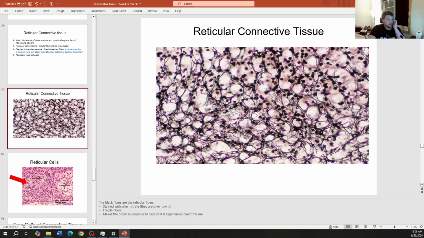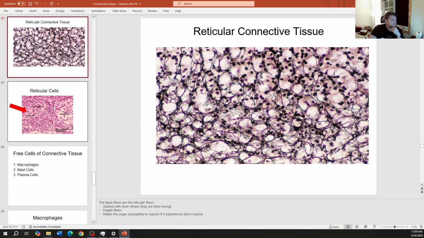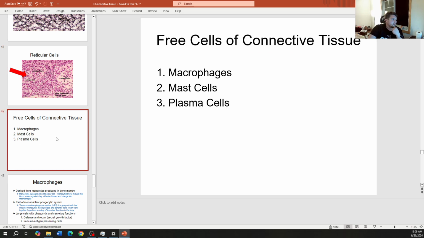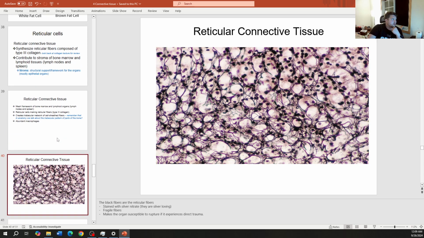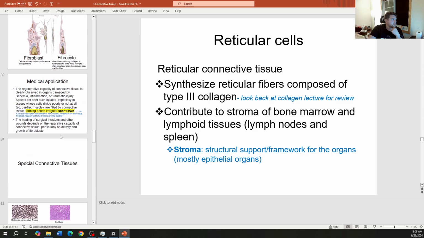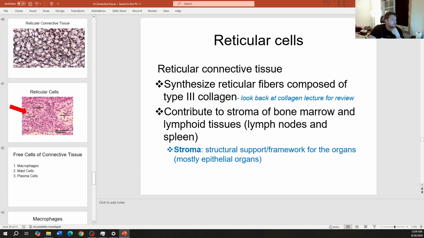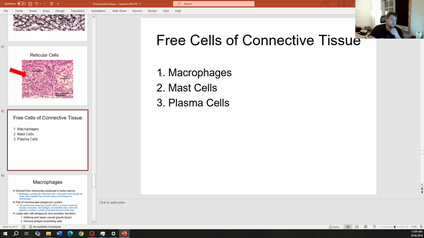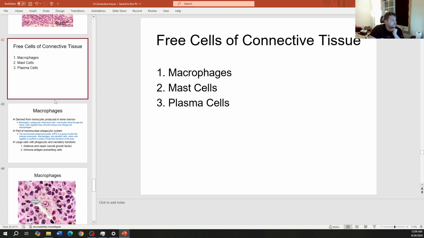So this right here was that black stain. We saw this when we were talking about our collagen lecture. Reticular cells, reticular fibers, lymphocytes, all that kind of good stuff. So these are all fixed cells as well. And we get into more of the free cells of connective tissue, the macrophages, mast cells, and plasma cells.